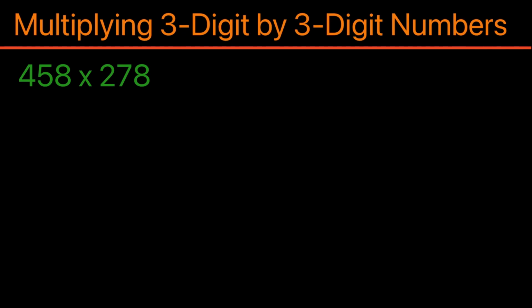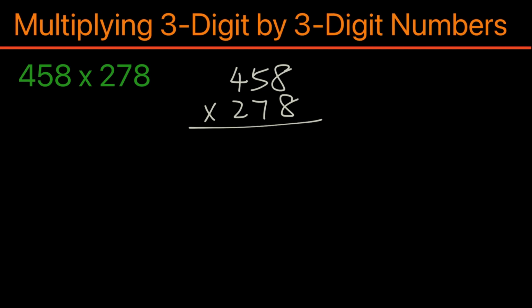Here's another problem. 458 times 278. Again, we're going to go ahead and write this out. Going through using the same process, we're going to take the 8 times 8, 5, and 4. So 8 times 8, 64. So we have a plus 6 and then 4. So that's 64.